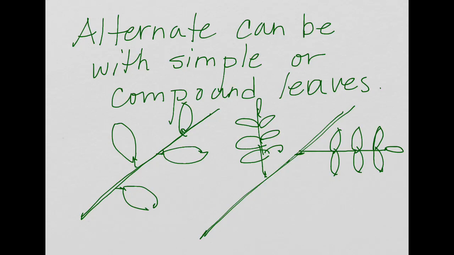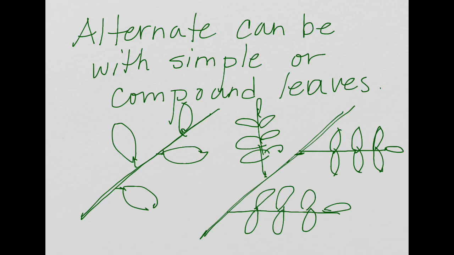Same with alternate. You can have here simple leaves again, but they're alternating down the stem. So we have a leaf, then another leaf, alternating down the stem. And then on this next example, you have the stem, and then you have a pinnately compound leaf, and the leaf actually attaches right there, and then your next leaf would attach right there, and then further down the stem you would have another leaf attaching in an alternate manner there.